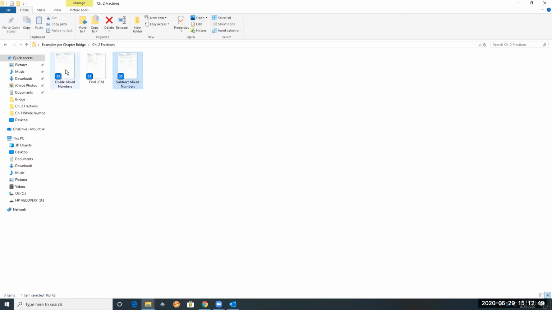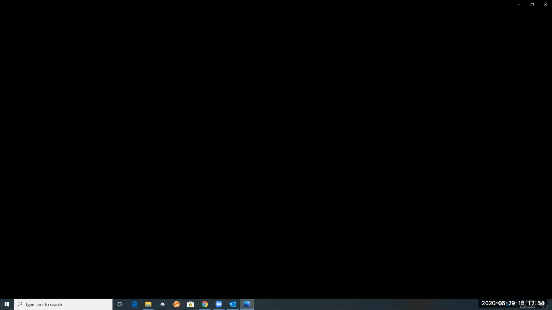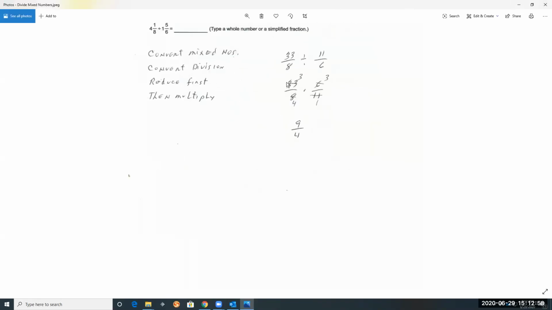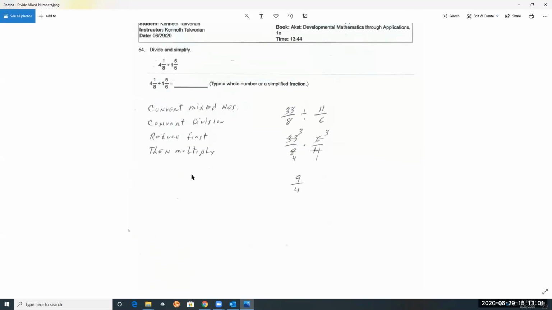Lastly, let's divide some mixed numbers. The way to divide mixed numbers is to convert the mixed numbers into improper fractions. So 4 and 1/8 is 8 times 4 is 32, plus 1 is 33 over 8, divided by 1 and 5/6 is 6 times 1, plus 5, that's 11 over 6.